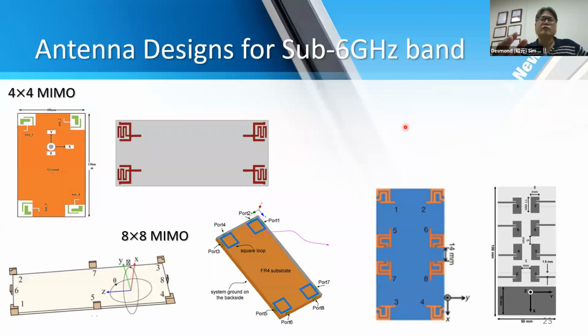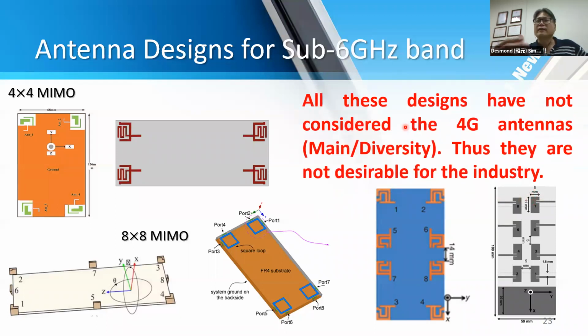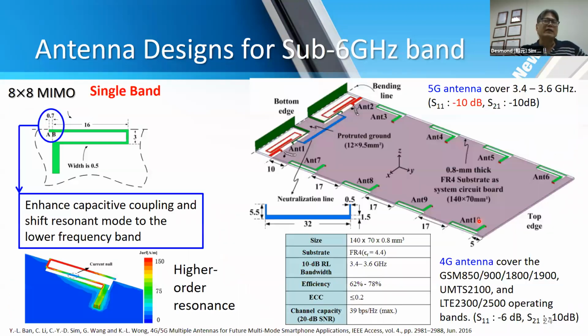Back in 2015, as I said before, the WRC released that you can use 3,400 to 3,600. After that, lots of antenna designs have been shown to us that can develop this kind of technology by using all kinds of loop antenna or monopole antenna. So this is one of the earliest antennas that we developed together with my friend in China.